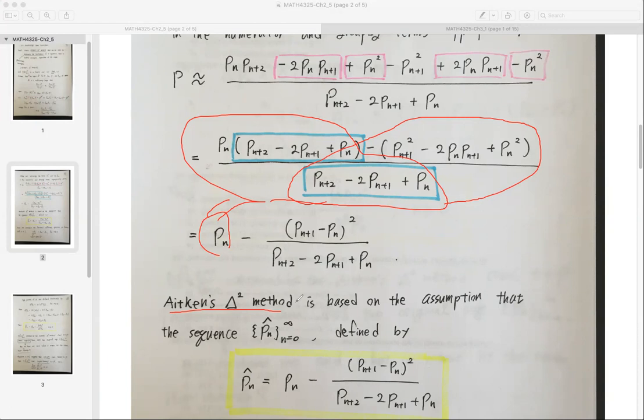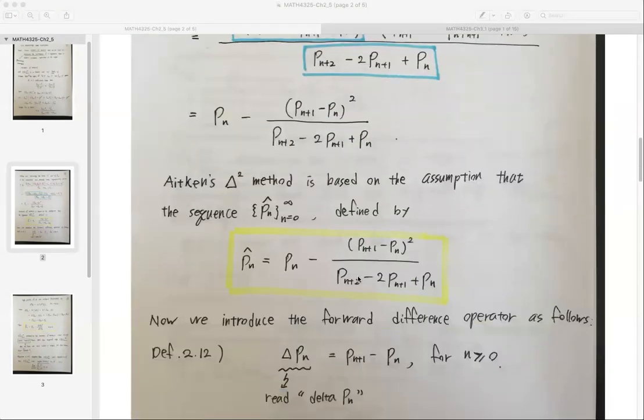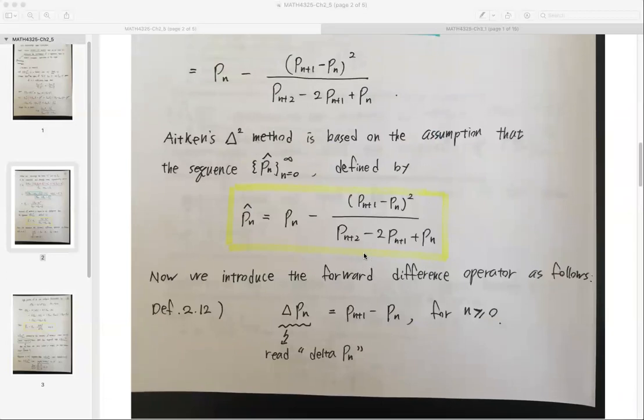So here, to compute the sequence obtained by Atkinson's delta square method, first we need to find out a sequence using another algorithm. Okay, so before going further, we need to figure out what the delta symbol means.